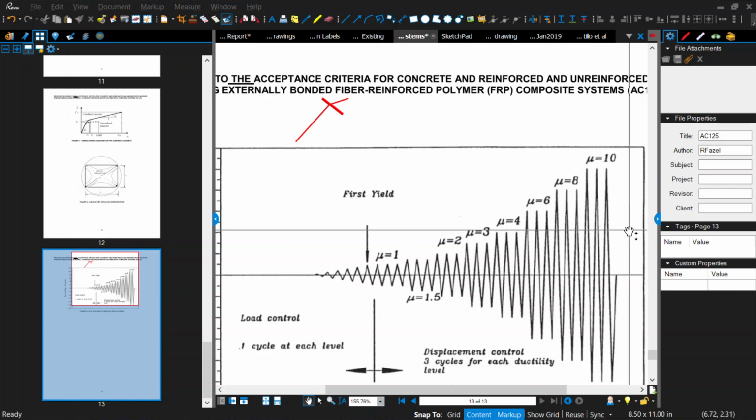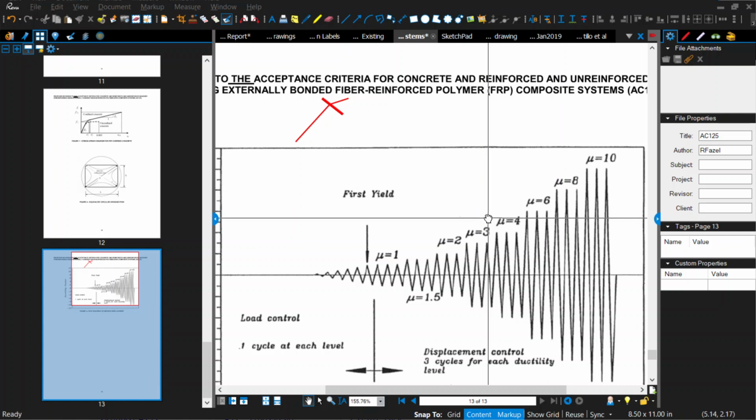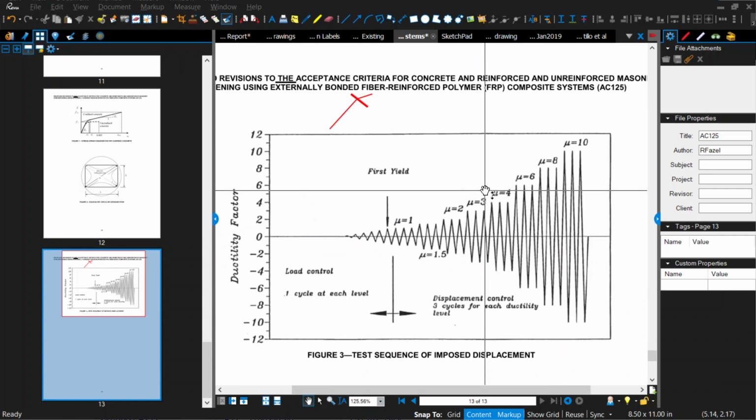And so if this mu equals 1 is at 1 inch, then you say, okay, do 3 cycles at 1 inch. Then it increases to mu equals 1.5, so it would be 1.5 inches, and it does 3 cycles at 1.5 inches. Then it increases to 2, 3, 4, all the way up to 10. I think usually it fails before that. So you normally don't get all the way up to 10, but this is the testing protocol for any seismic testing of an FRP or FRCM strengthened member.